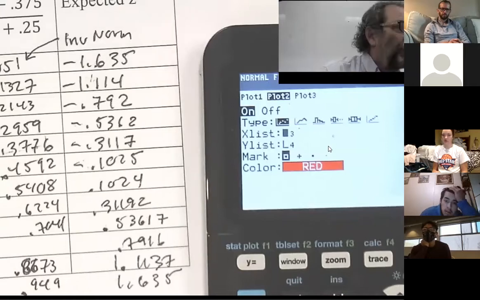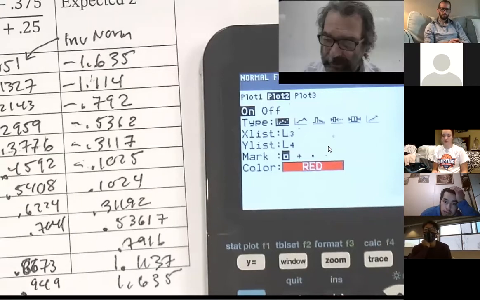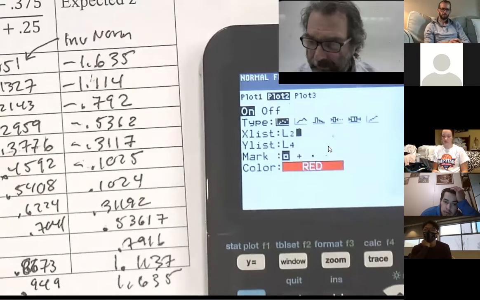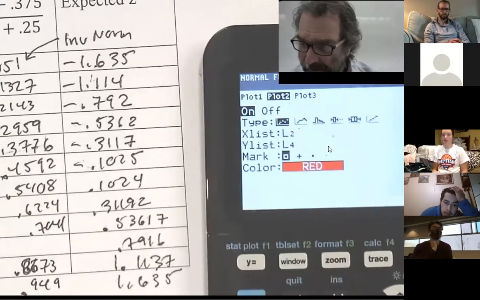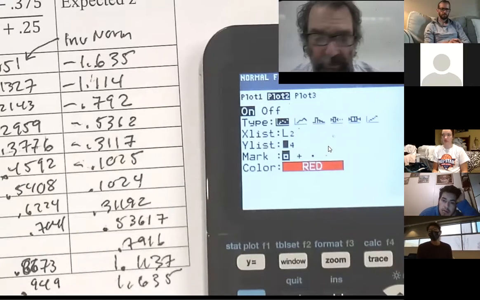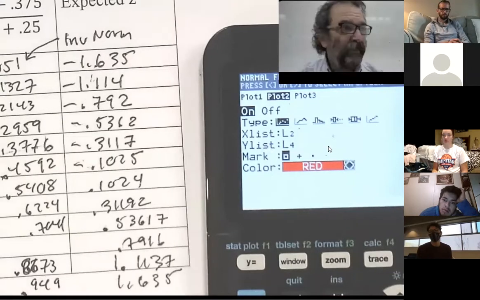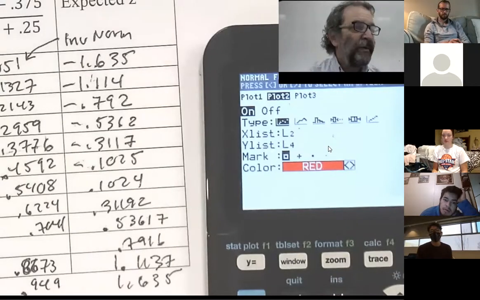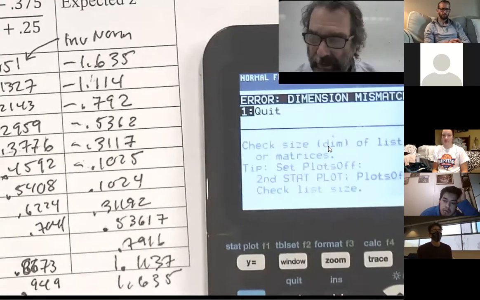And then the X list is L2. Second 2, okay. And then the Y plot, the Y is in L4. That should be right. Now, if we did it right, we should get that nice, gentle rising curve. I'm scared. Should I just push graph and just not worry about it? Okay, here goes, boom. Oh, I'm scared now.